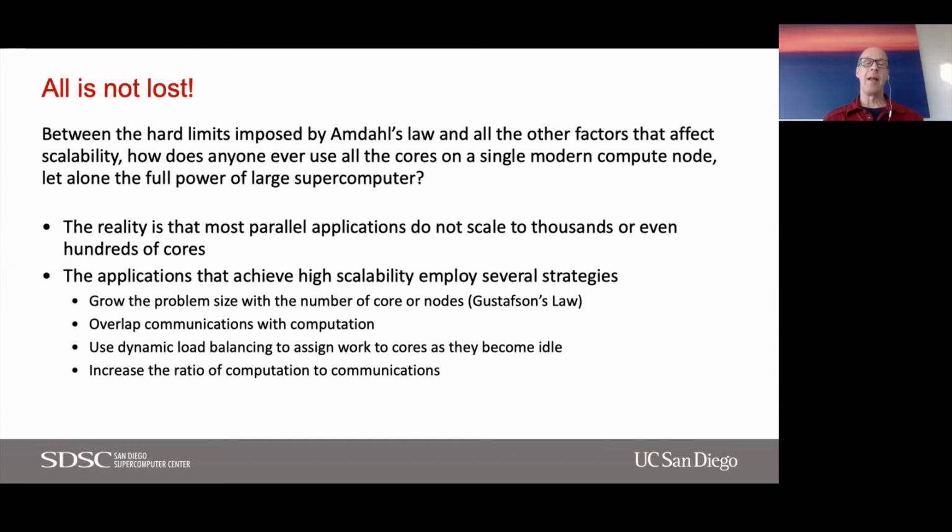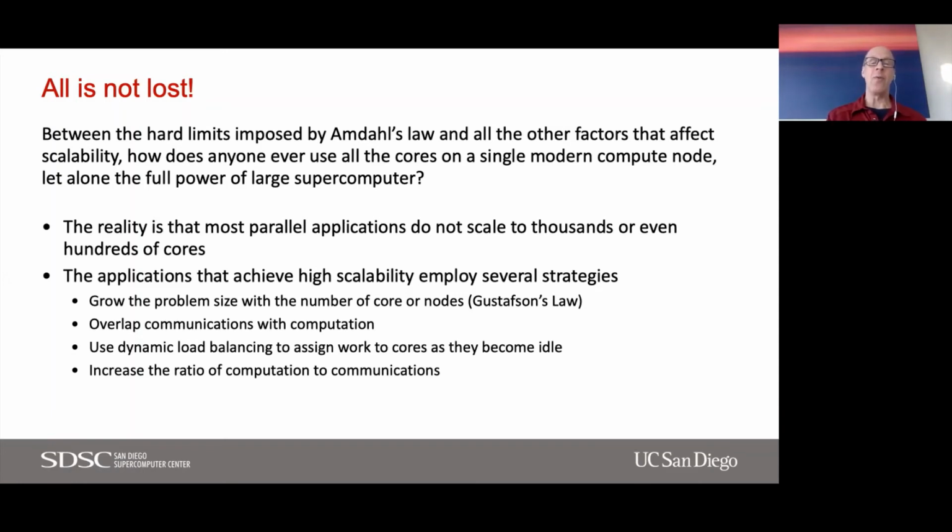So first, they don't try to solve a fixed size problem on an increasing number of cores. Instead, they will try to solve larger problems. So essentially, they're growing the problem size with the supercomputer. And this kind of scaling is described by something called Gustafson's law. Don't really have time to get into it here, but you could think of it as the law that governs weak scaling, looking at how the runtime scales as we increase the problem size proportionally with the number of CPUs or compute nodes.